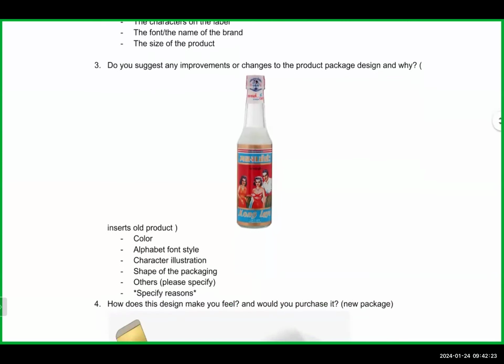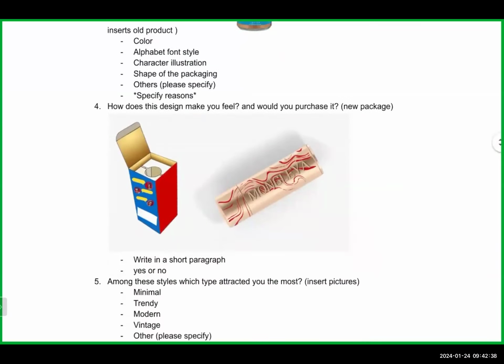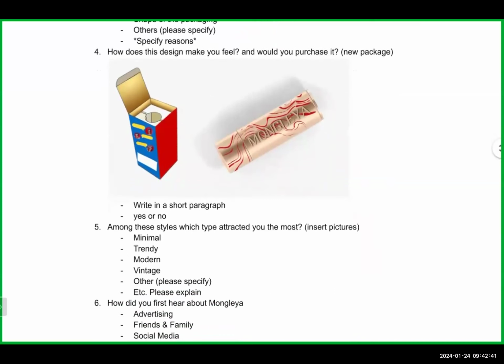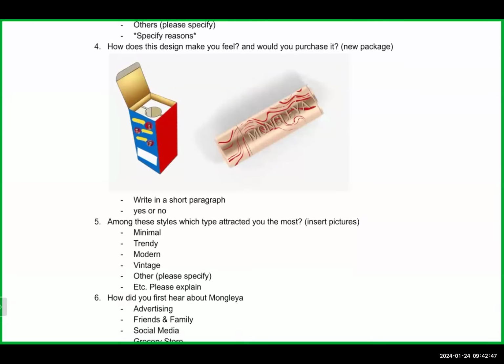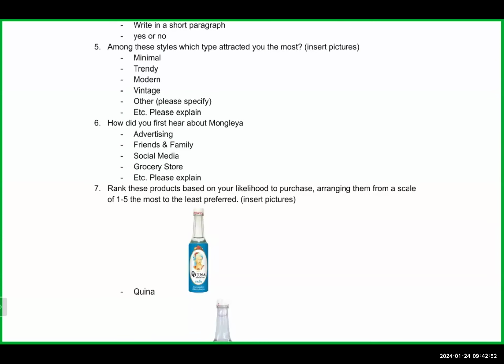Next, number three, we let them see the old design of the product and ask for their opinion on whether they can think of any way they want to change the package design. For number four, we let them see our new package design and ask for their opinion. What do you think? Number five, we ask them what type of design attracts them the most.